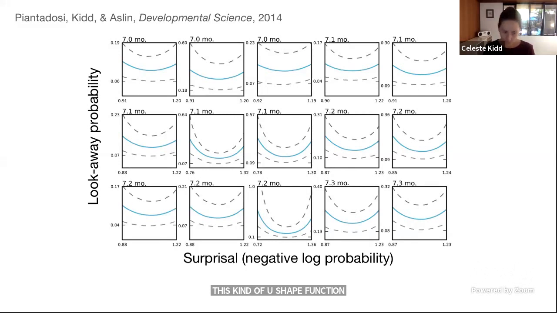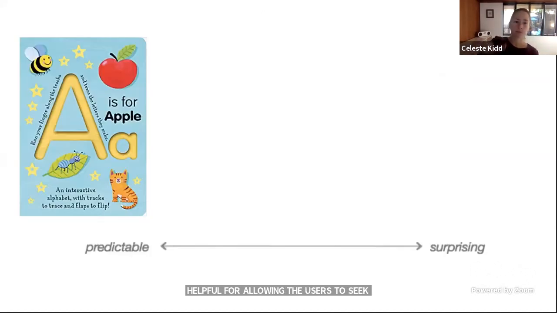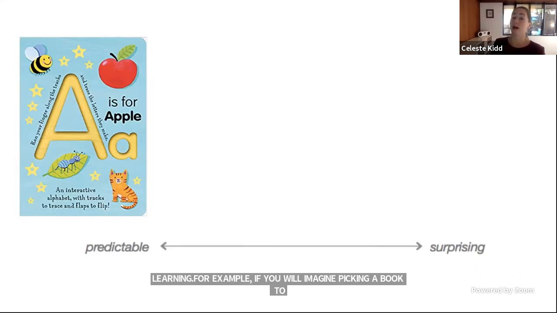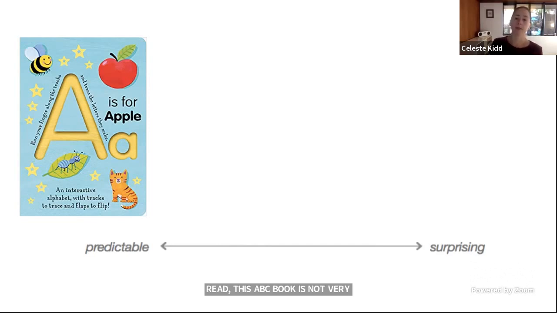Learning scientists had previously suggested that this kind of a pattern might be helpful for allowing users to seek out things that are valuable for learning. For example, if you imagine picking a book to read, you can imagine that this ABC book is not very attractive as an option because as an adult who knows my ABCs, I already know this. There's not a lot of new information that I can gain there.